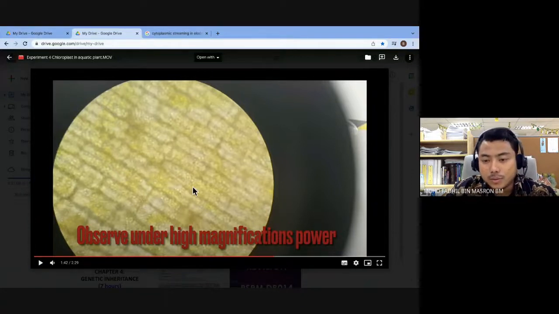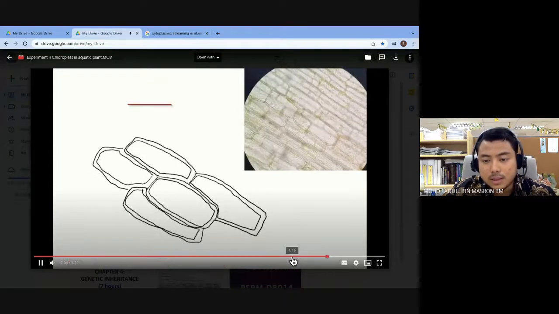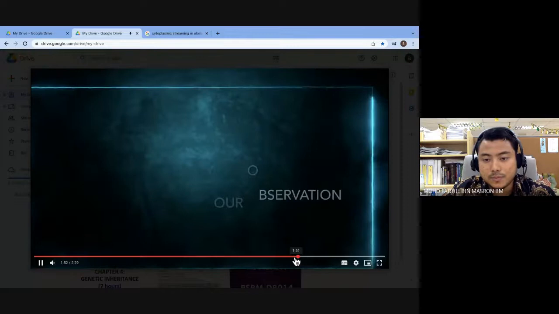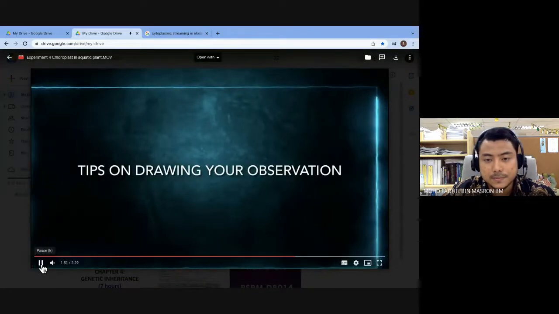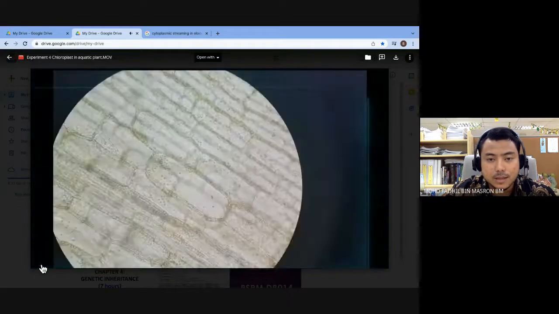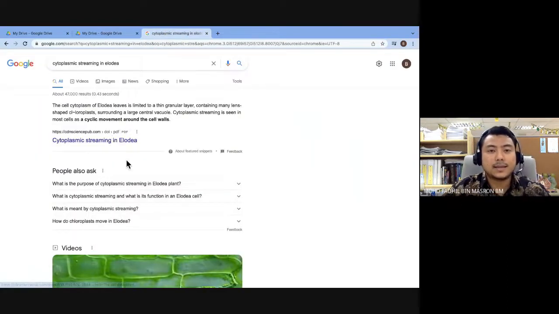Just now, you guys were able to see the chloroplast move around. I'll pause it over here. You can actually see this chloroplast move. So what is this movement called? It is called cytoplasmic streaming.